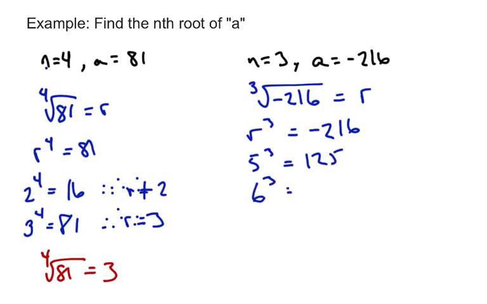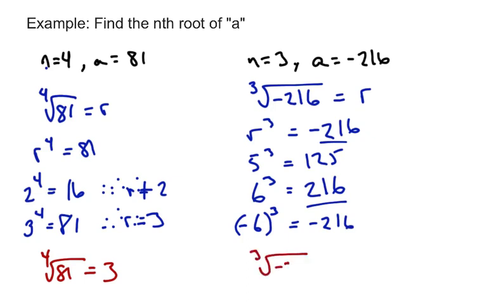And then we check out 6 to the third. 6 times 6 is 36, times 6 again is 216. Whoa, hey, look, 216, that's what we're looking for, right? Wrong. We're actually looking for negative 216, which means our base here would have to be negative 6 to the third power. That will give us negative 216. So, the cubed root of negative 216 is right here, negative 6.